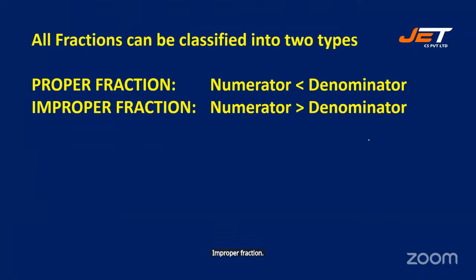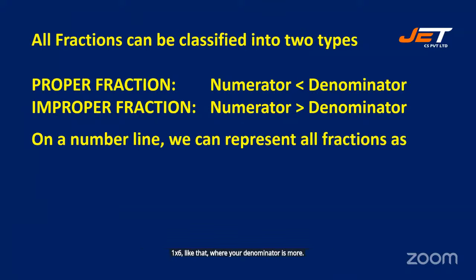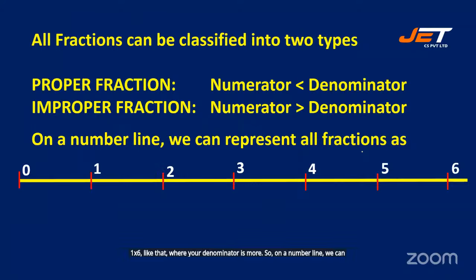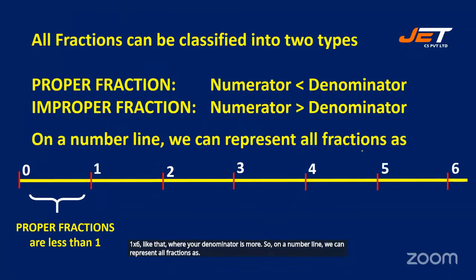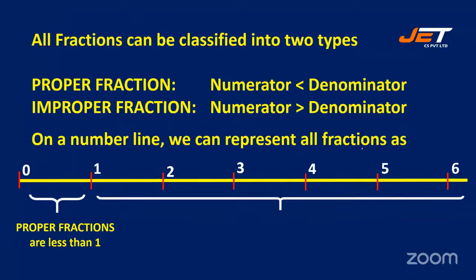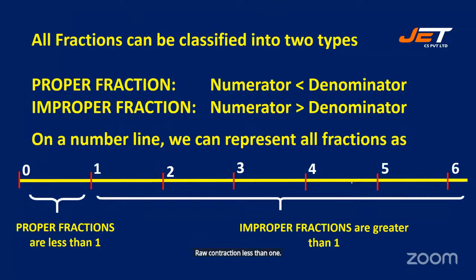Okay. Now, proper fraction means your numerator is lesser than the denominator. Improper fraction means the numerator is greater than the denominator. Always your denominator has to be more. Just consider 1 by 4, 1 by 6, like that, where your denominator is more. So on a number line, we can represent all fractions as proper fractions less than 1. Next, improper fractions are greater than 1.